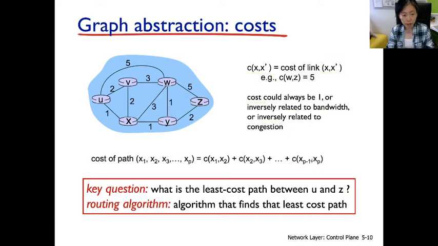Okay. So let me use an example. Let's say traversing from U to Z, and we take this path. The cost of the path will then be adding 2 to 3 to 5, and that will be 10 here. All right. So the goal of a routing algorithm is essentially to find the least cost path between a pair of nodes, from source to destination.